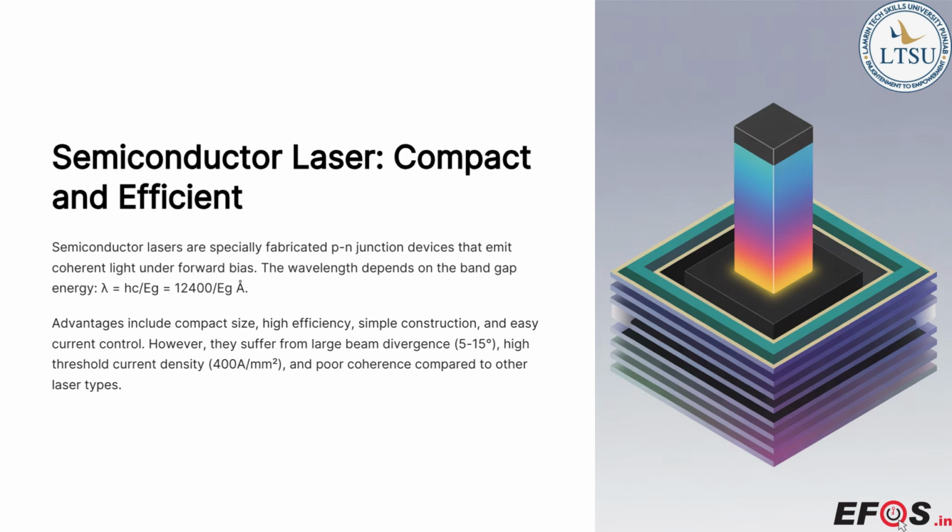It's essentially a specially fabricated PN junction that emits coherent light when forward biased. The emitted wavelength is directly determined by the bandgap energy of the semiconductor material, given by the formula λ = 12400/Eg. Their primary advantages are their compact size, high efficiency, simple construction, and the ability to control the output easily with current. However, they do have some drawbacks, including a large beam divergence and generally poorer coherence compared to gas or solid-state lasers.